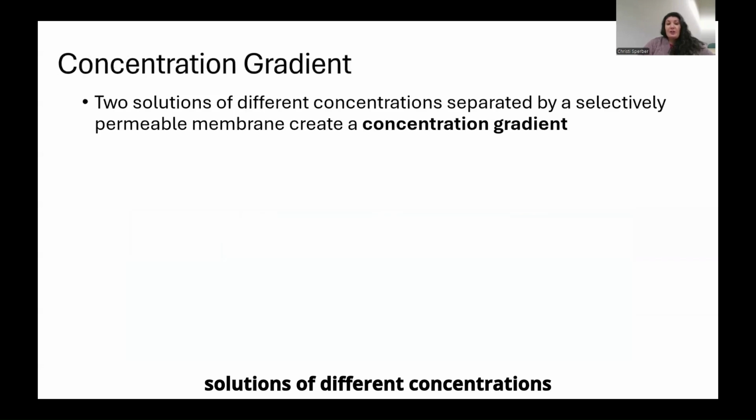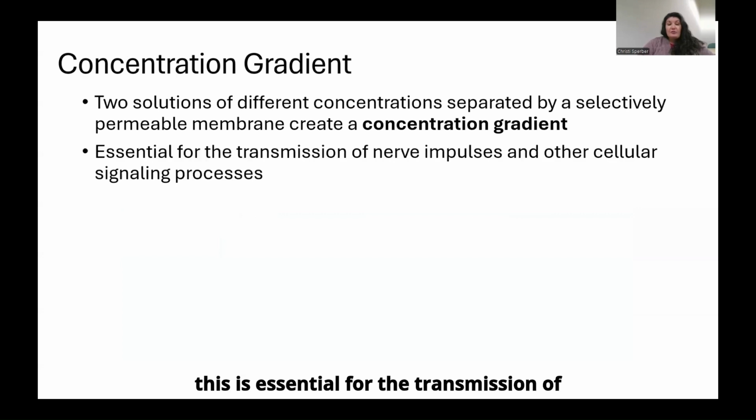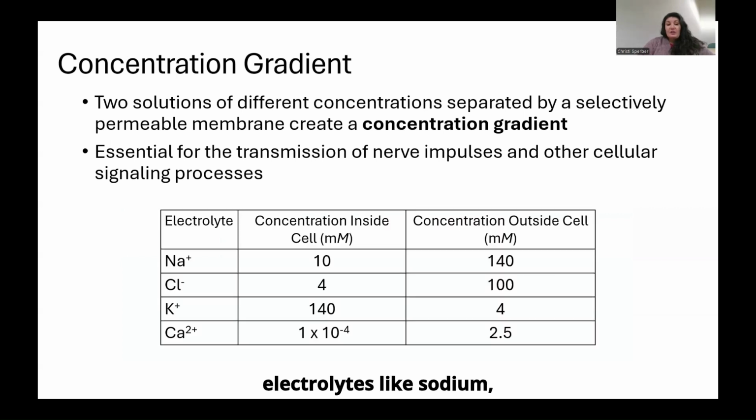Two solutions of different concentrations separated by a selectively permeable membrane create what's called a concentration gradient. This is essential for the transmission of nerve impulses and other cellular signaling processes. For electrolytes like sodium, the concentration inside the cell is 10 millimolar, and the concentration outside the cell is 140 millimolar. Because there are different concentrations of sodium inside and outside of the cell, separated by a selectively permeable membrane, there's a concentration gradient of sodium. Same with chloride ions, potassium, and calcium.